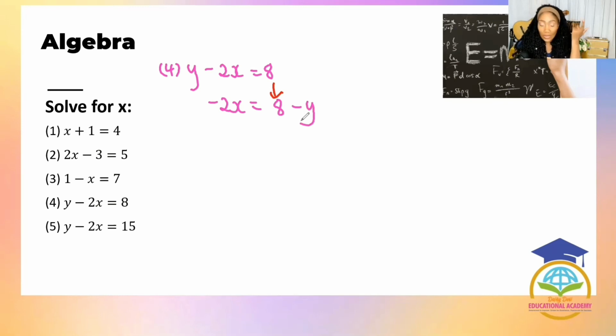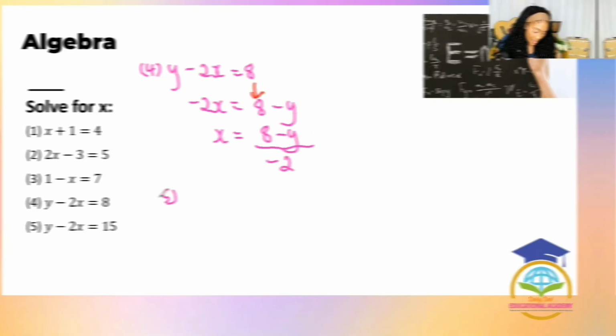Now, again, we don't want negative 2x to be the subject of the formula. We are not to solve for negative 2x. We are to solve for x. So we have to remove that negative 2. Now, again, between the negative 2 and the x, it is understood to be multiplication. The opposite of multiplication is to divide. So we bring down x is equals to, well, 8 minus y. And the opposite of multiply is divide. So everything has to be divided by the negative 2.